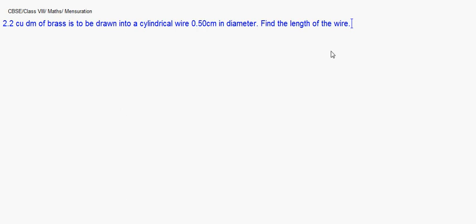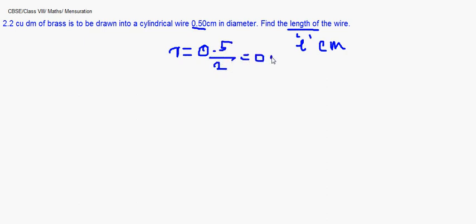We have to find the length of the wire. Let's assume the length of the wire is L centimeters, since we have to convert the decimeters as well. Now a wire is a cylinder, which has a diameter 0.50. Divided by 2, the radius will be 0.25. The length which we have taken as L means the height of that wire.